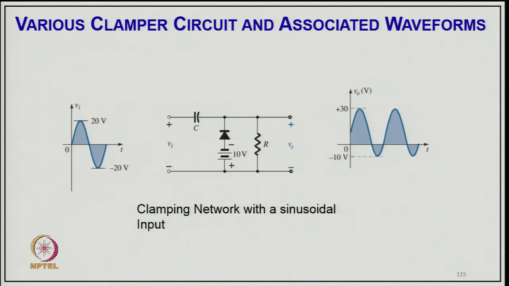And then if you apply a sine wave with this 10 volt, you will find the waveform will be shifted from minus 10. The diode will conduct and you will get the output, with the voltage added: this 10 volt with the 20 will be added to the output.